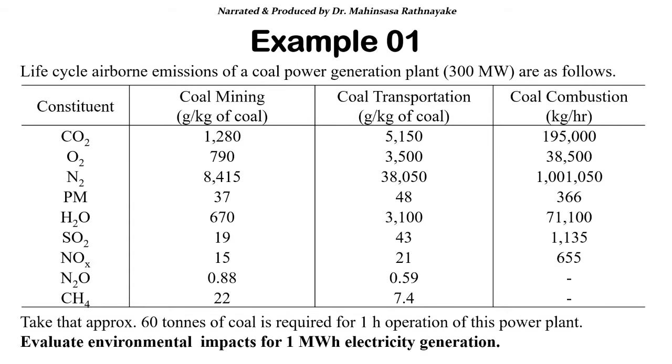With the available time for a short video tutorial like this, I selected a case of a coal power generation plant. Here you can see the collected inventory data for the three process stages. Those are coal mining, coal transportation from the mine to the plant, then finally coal combustion and generation of electricity in the coal power plant.